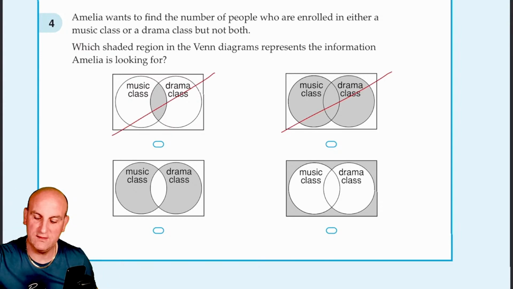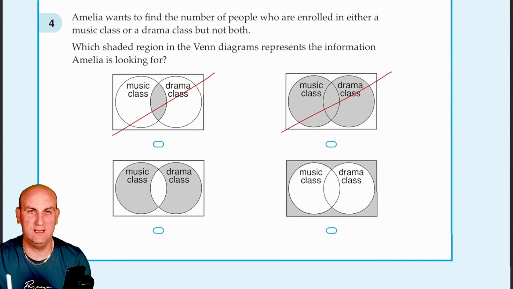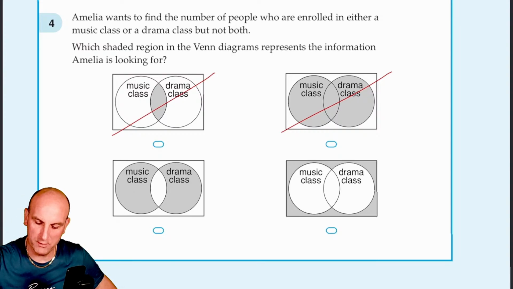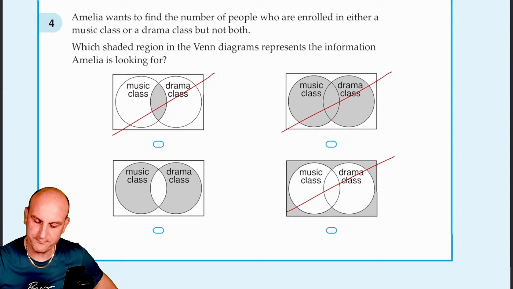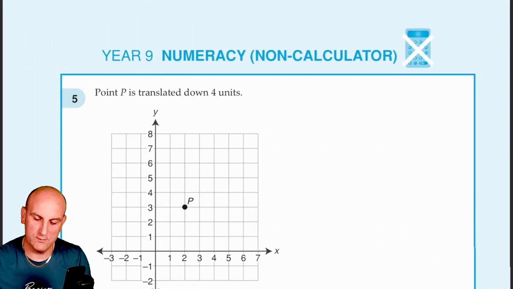Now again, if we know anything about Venn diagrams, the stuff on the outside, the color in here on the outside, is actually not including music and drama. That's not what it says. It says Amelia wants to find the number of people who are enrolled in music or drama, but not both. So I'm fairly sure in this situation, because that's the outside, that means not music and drama. It leaves me just this one here. Stormy Norman.